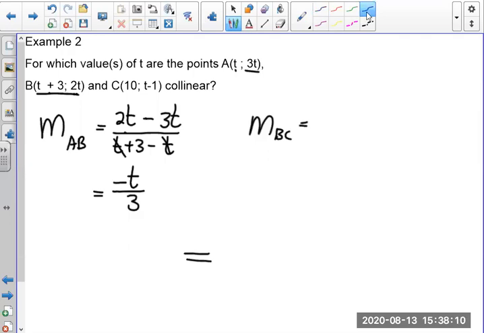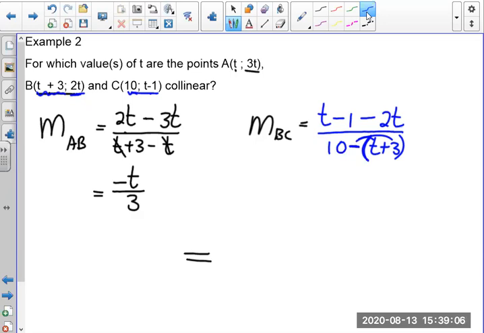Now I'm going to calculate the gradient between two other points, say BC. So say I start with C, then I must start with C at the top and C at the bottom. So the y coordinates are t minus 1 minus the y value of B, that's 2t. Then I take the x coordinate of C minus the x coordinate of B. Now, because it's a two term, remember to put it in brackets, because a minus in front of a two term or a three term is danger. If you don't remember to multiply in that minus everywhere, you're going to make sign mistakes.